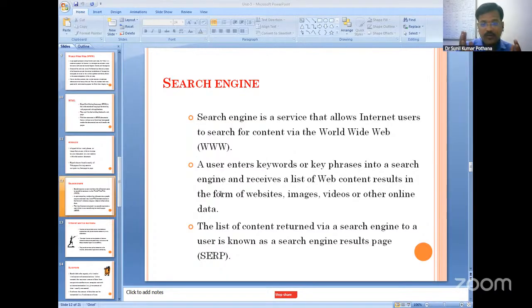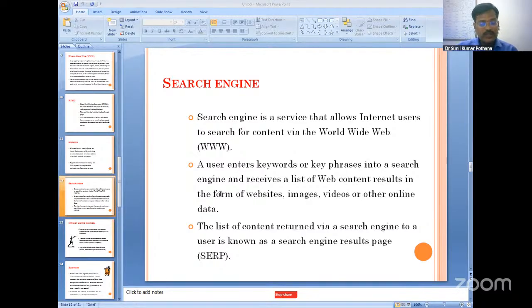Among them, the Google search engine, which was launched in 1997, became the most popular web search engine. Because if we ask any question to someone, they tell you to Google it. Very generally, they say Google it, meaning you go and search in Google. So Google is very popular even today.